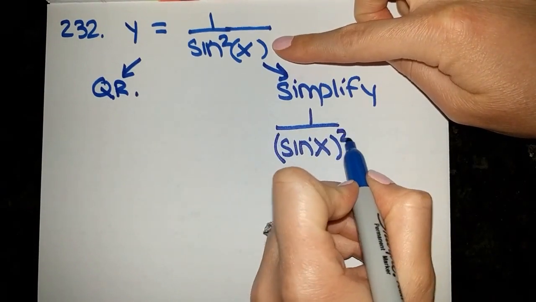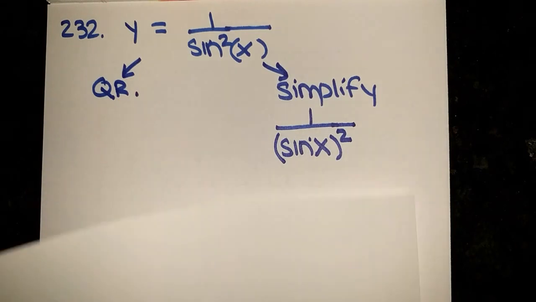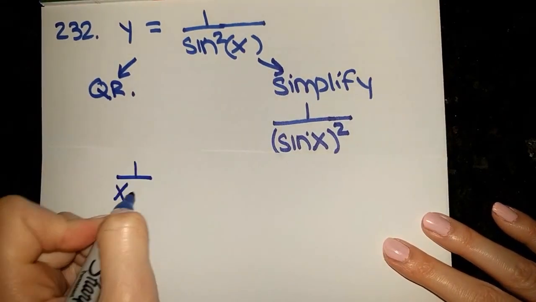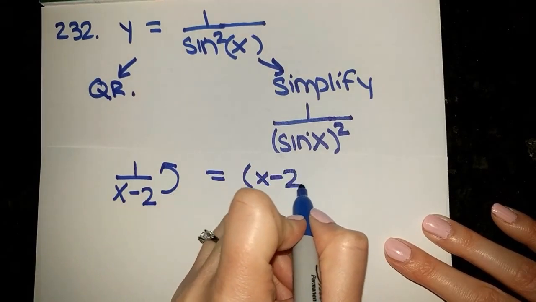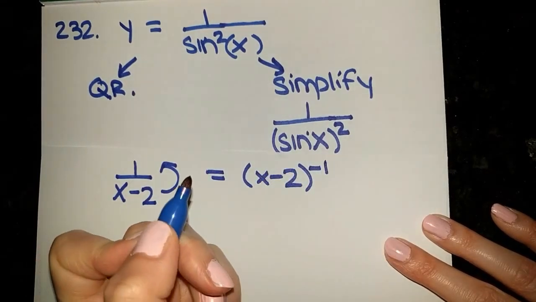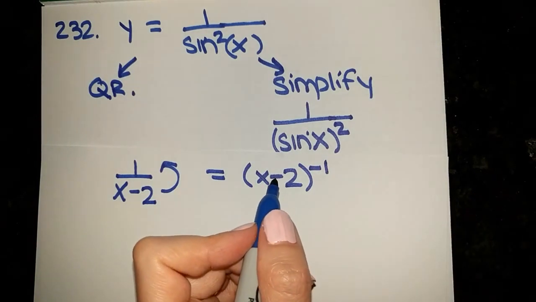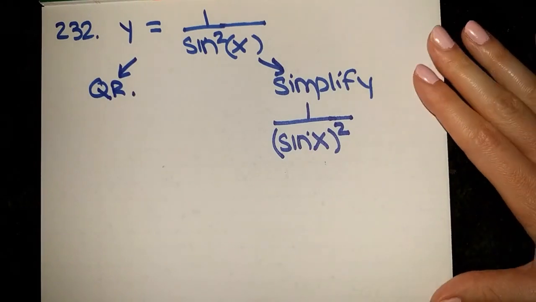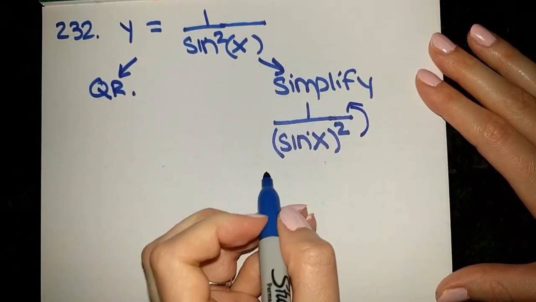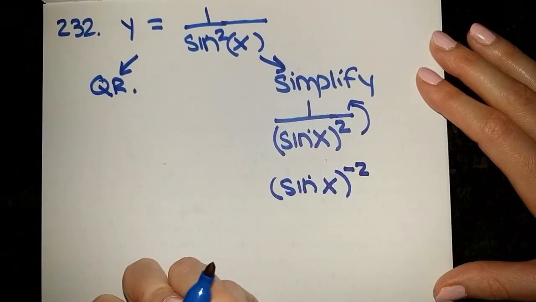So in simplifying, the first thing I would do is rewrite this sine squared x as sine of x quantity squared. Now, we've talked about this a little bit before in examples in class where, for example, we had 1 over x minus 2, and we moved that x minus 2 up to write it as x minus 2 to the negative 1. And then once it was parentheses to a power in the numerator, we could use our general power rule.